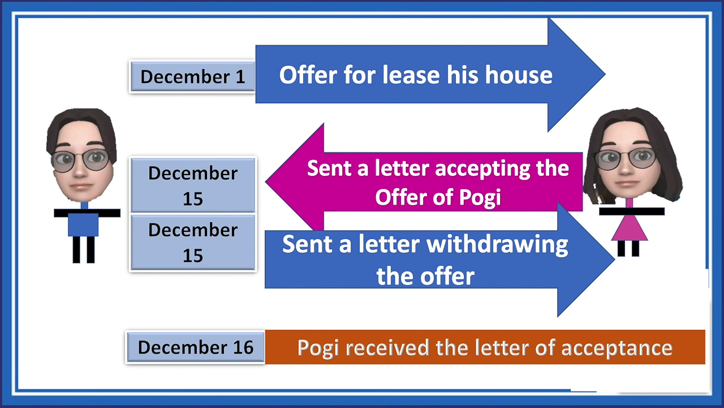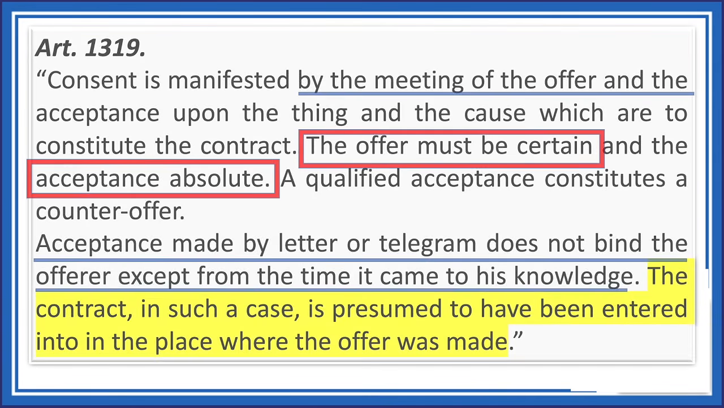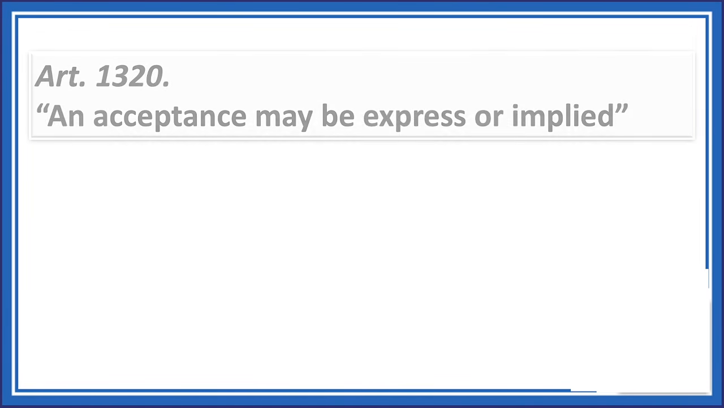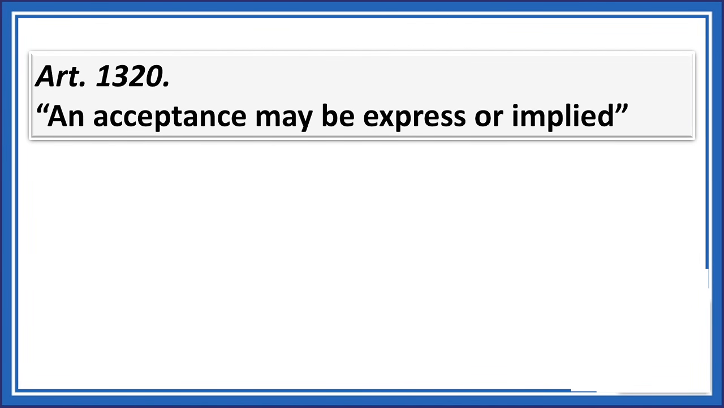That's Article 1319. Oh, wait, my last sentence pa pala. It is actually very self-explanatory. It only says that the contract in such a case is presumed to have been entered into in the place where the offer was made. So, where the offer was made, it is only a presumption that the contract was also made there. Okay? So, let's proceed to Article 1320.